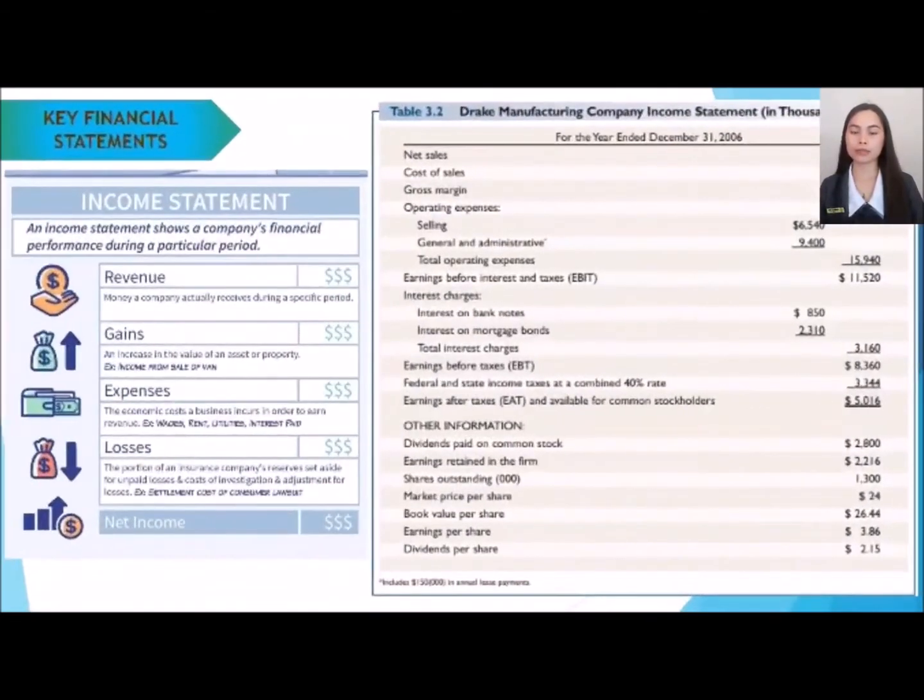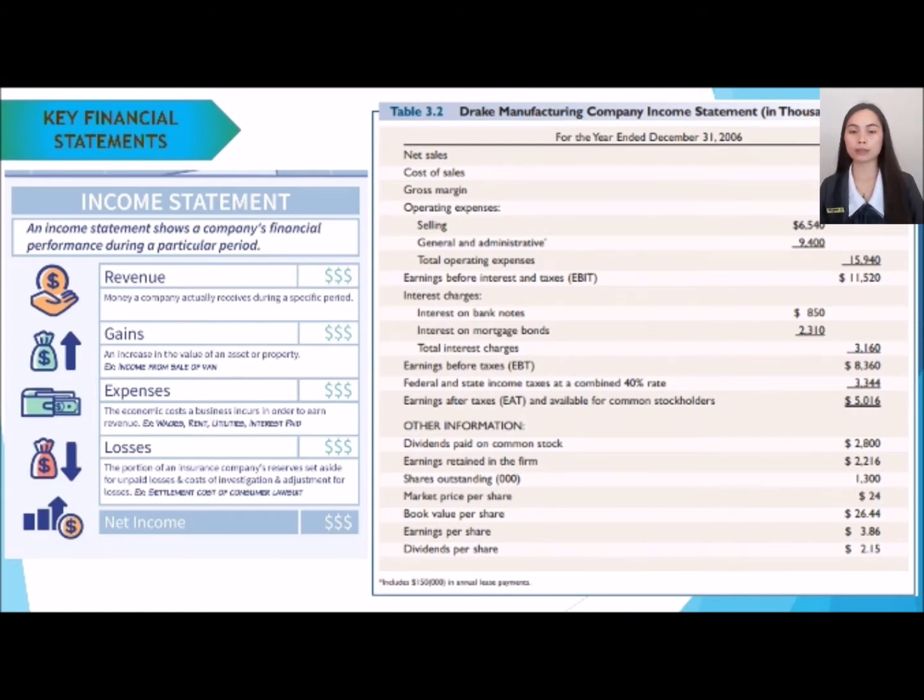The next is the income statement. An income statement shows a company's financial performance during a particular period. It details a company's revenue, gains, expenses, losses, and net income. Revenue is money a company actually receives during a specific period. Gains is an increase in the value of an asset or property. Expenses are the economic cost a business incurs in order to earn revenue. And then losses, the portion of an insurance company's reserves set aside for unpaid losses and cost of investigation and adjustment for losses. So the income statement is based on the fundamental equation, profit or income equals revenues minus expenses.